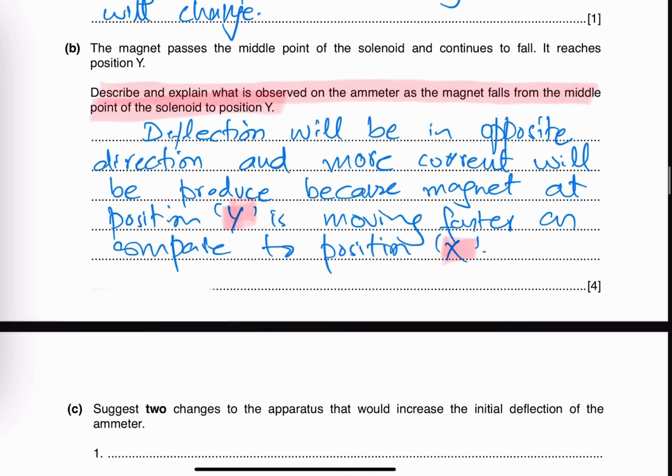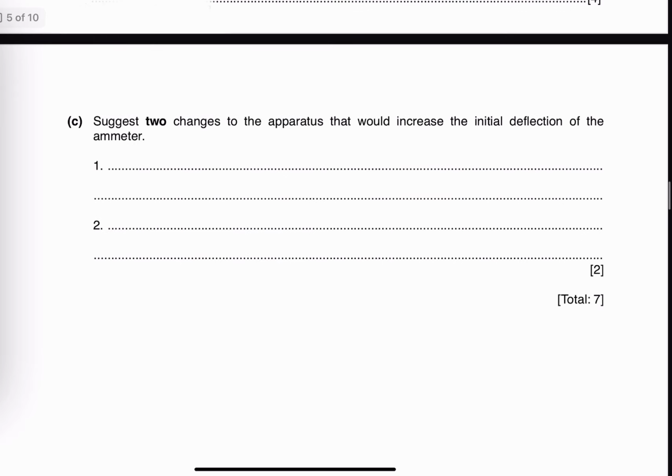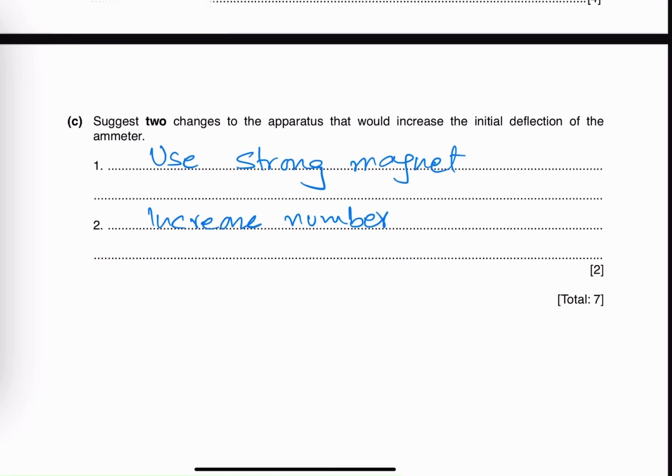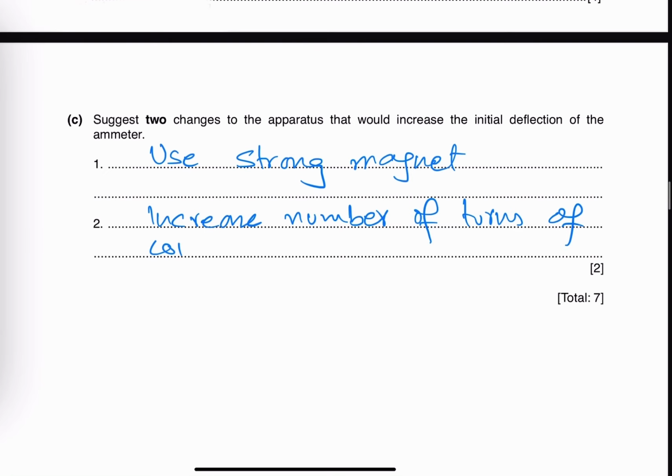Okay, suggest two changes to the apparatus that would increase the initial deflection of the ammeter. What we can do is use a stronger magnet, and we can increase the number of turns of the coil. So these are the two methods.